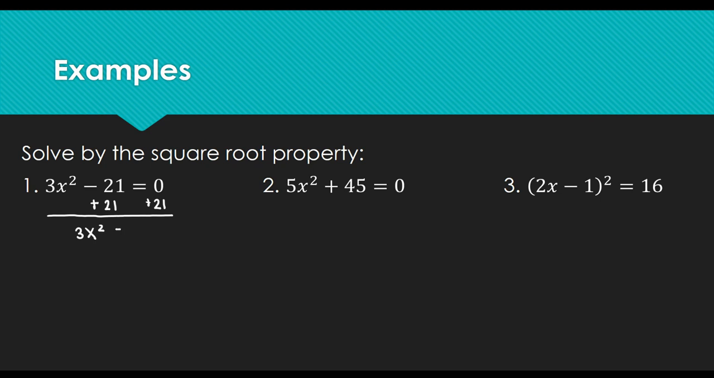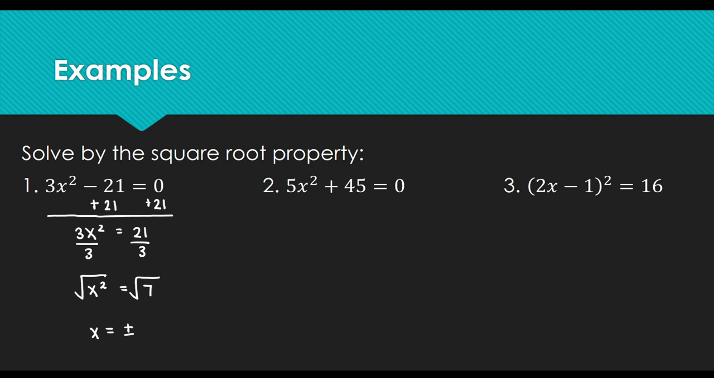That gives me 3x squared to equal 21. We've got to still get the x squared by itself, so I'm going to divide by 3. Now x squared equals 7. And because the squared term is now isolated by itself, I'm going to take the square root of both sides. Taking the square root of a square is just going to give me x by itself.